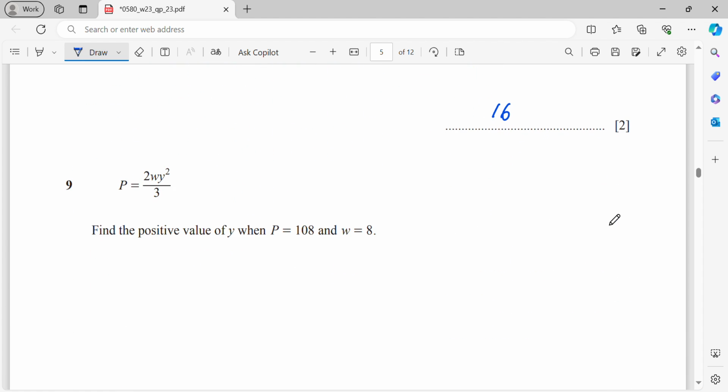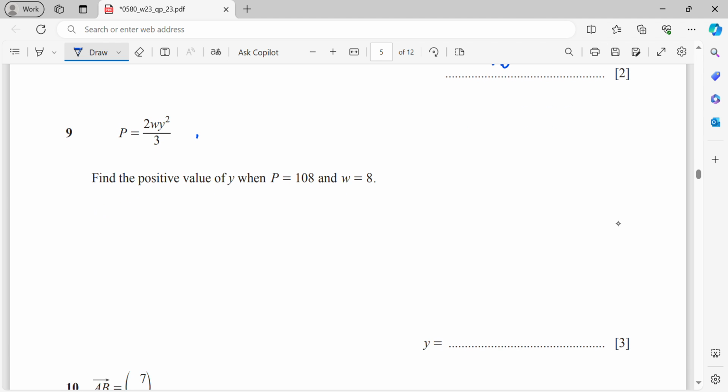Okay, now question number 9. Given P equals 2WY squared over 3. Find the positive value of Y when P equals 108 and W equals 8. So P equals 2WY squared over 3. Then from here, I will just move the 3 to the other side. So 3P is 2WY squared.